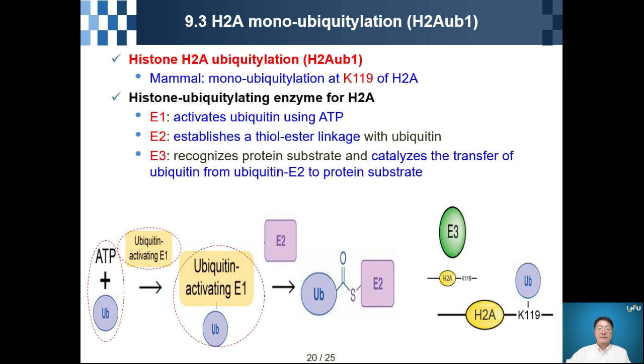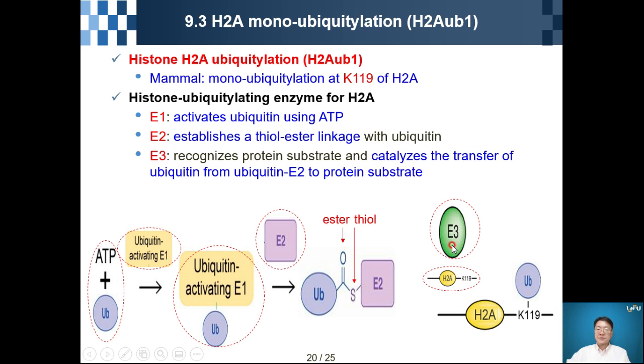So after that, the second enzyme, we call it E2. E2 establishes a thiol ester linkage between the ubiquitin and the enzyme. After that, the E3 enzyme. This E3 enzyme recognizes the protein substrate, especially H2A.